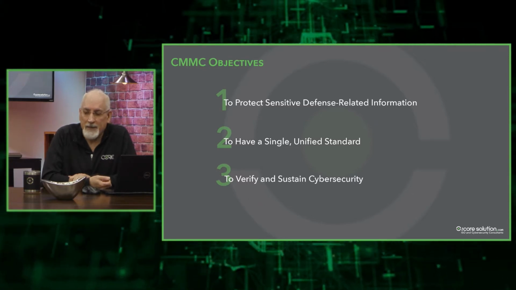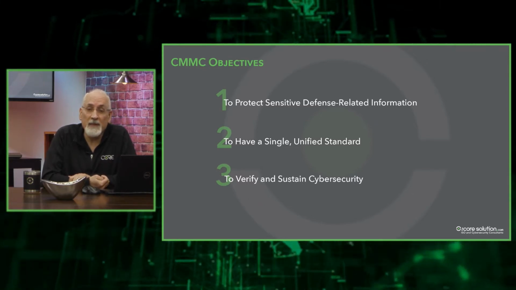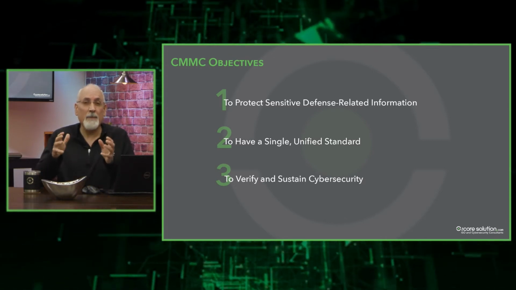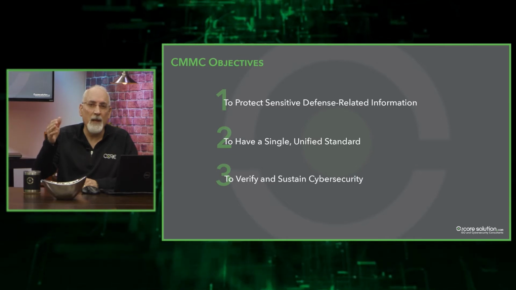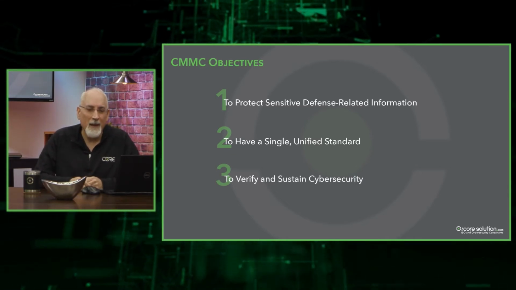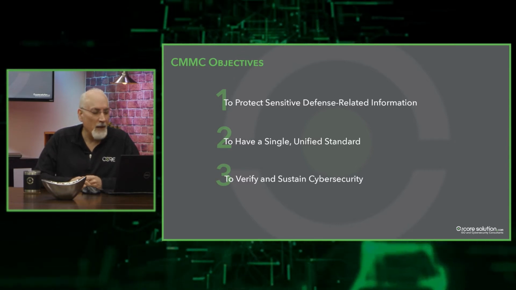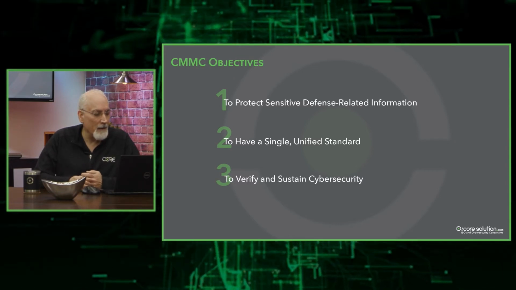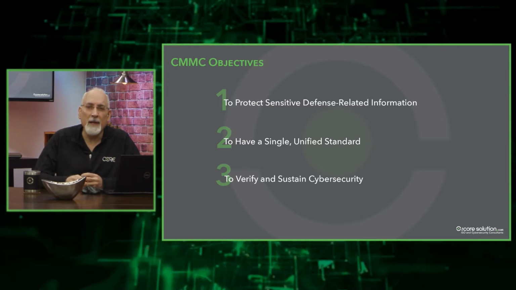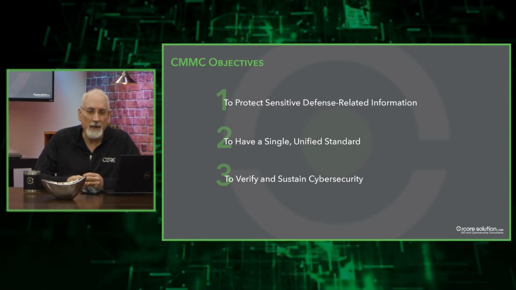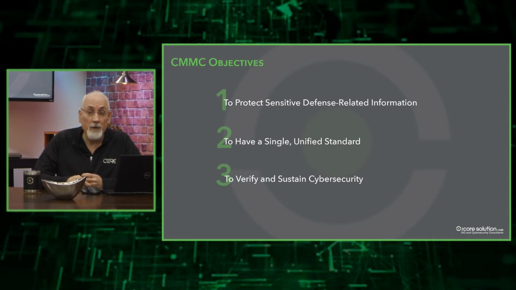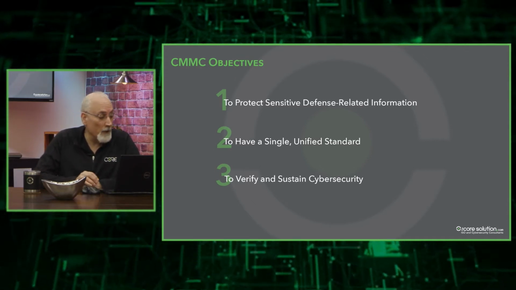We need to keep technical information like drawings and specifications and software code and other types of things protected as it flows up and down through the supply chain. And there's contract information that needs to remain private as well. So it's the FCI and CUI that's being protected from being infiltrated or exfiltrated, I guess they call it, from your network or your supplier's network or your customer's network.